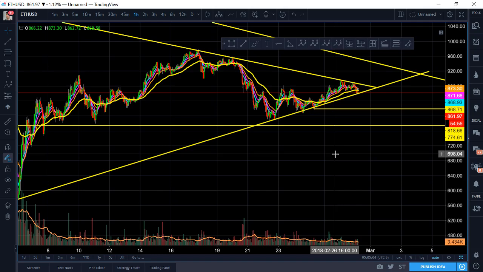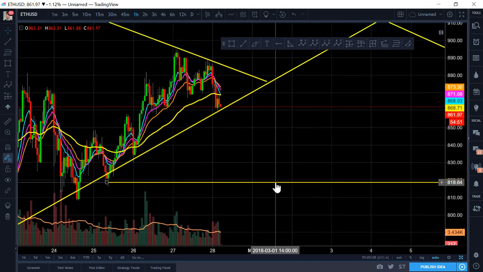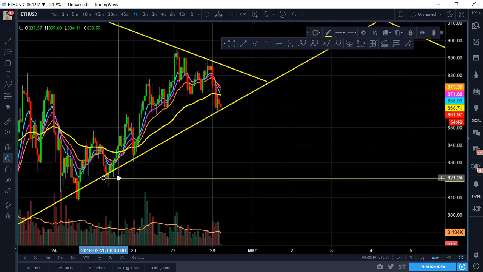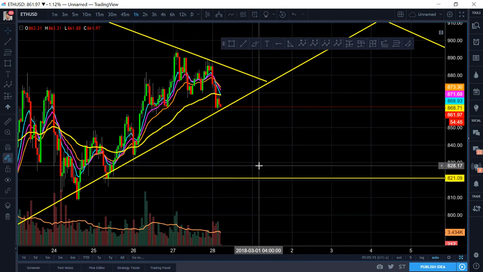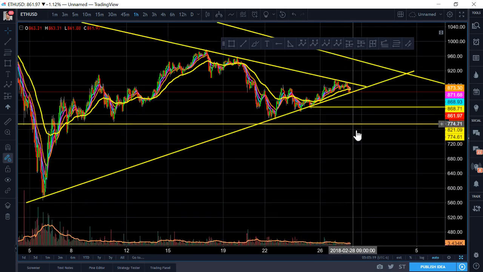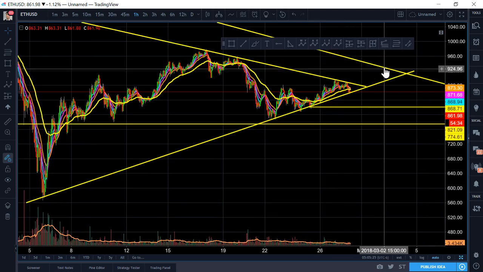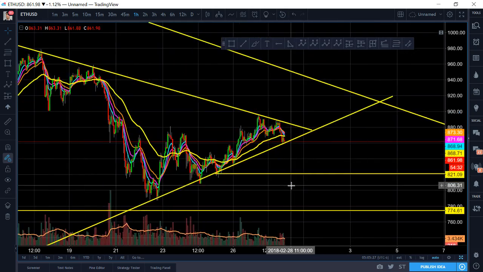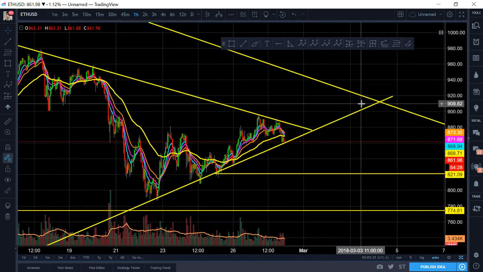The triangle is squeezing hard that I've mentioned already here, and this could target all the way down to about 820, somewhere between 820 and 830 if it does fall down. And if it breaks upwards, we could be clearly looking at anywhere between 920 to 930. So either way, it works. It's almost a win-win situation in my opinion for both the bulls and the bears, right?